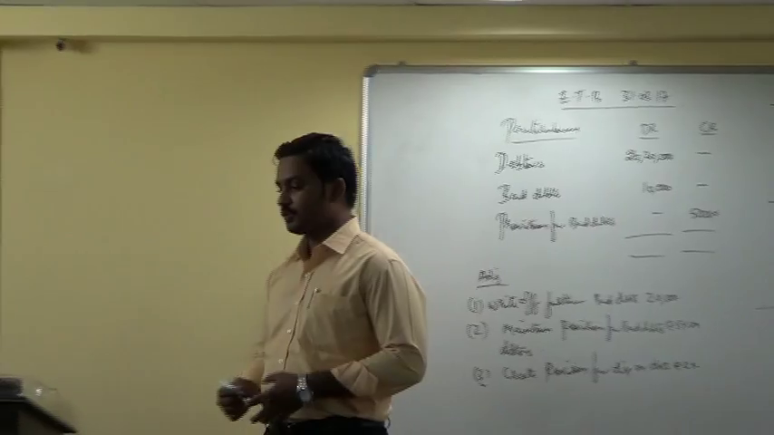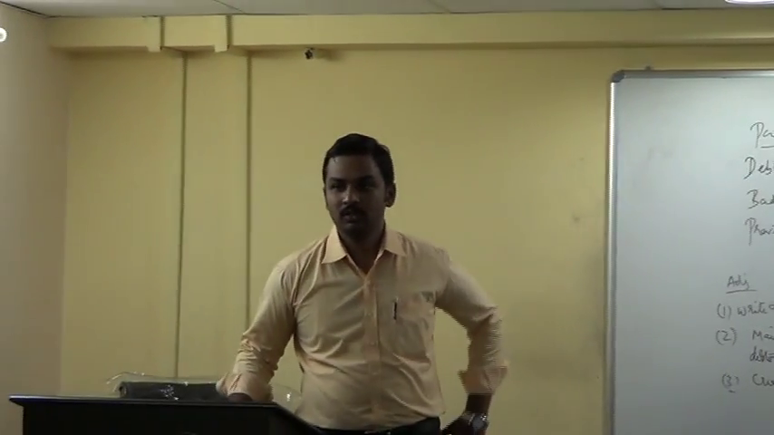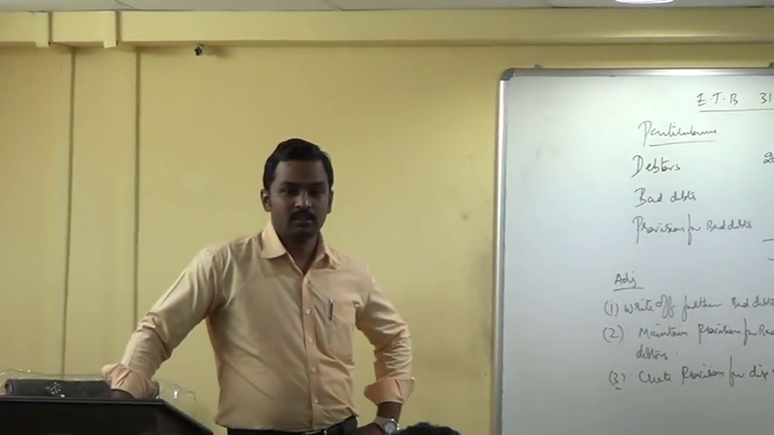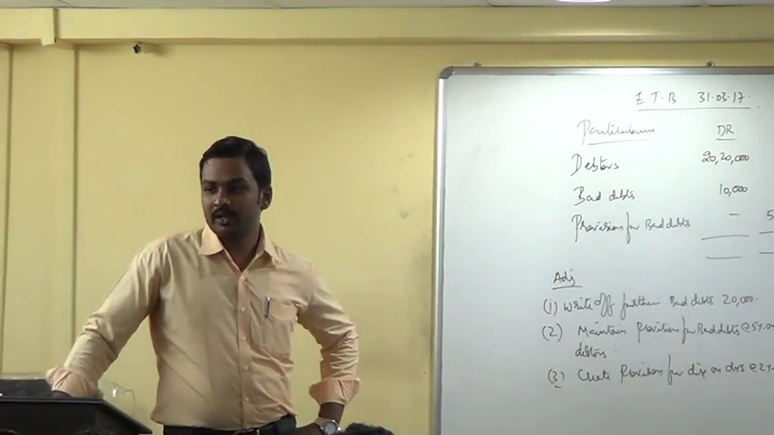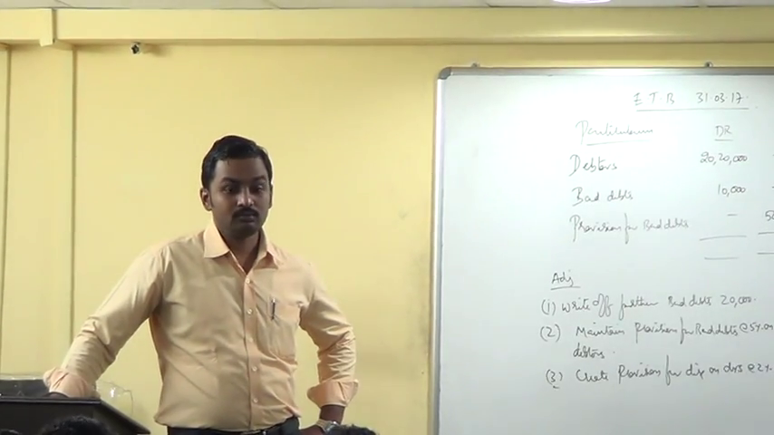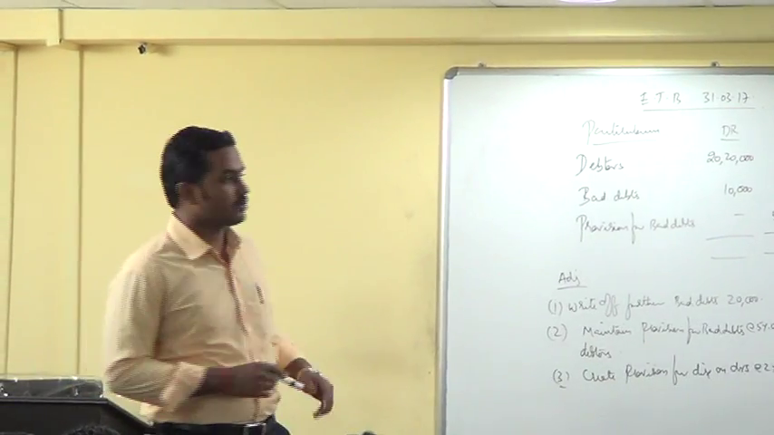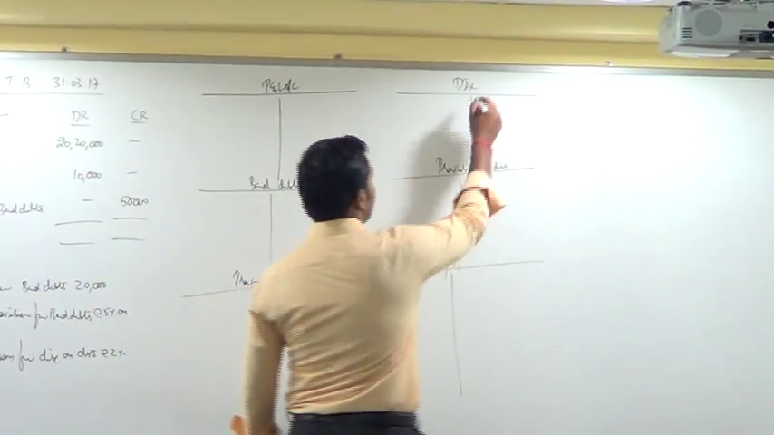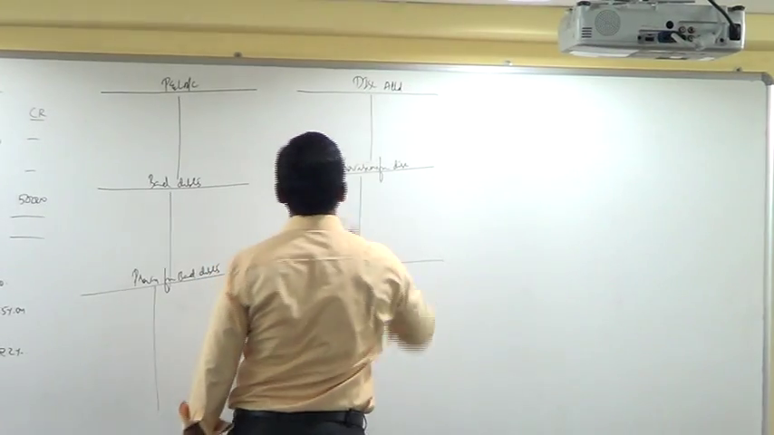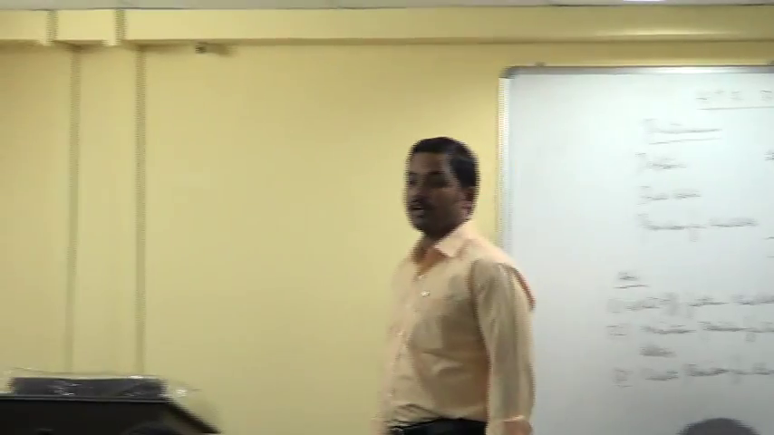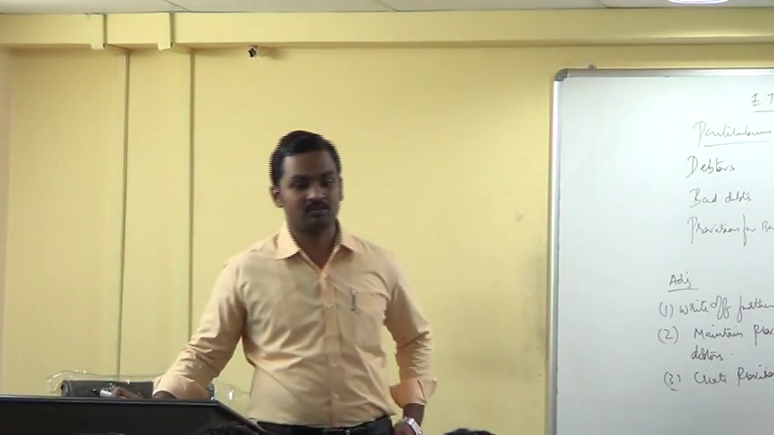You will open a small P&L account. Open a small bad debts account. Also open a provision for bad debts account. Then you will open a small discount account, discount allowed. You will also open provision for discount account and then balance sheet. So now you have both provision for bad debts and provision for discounts.